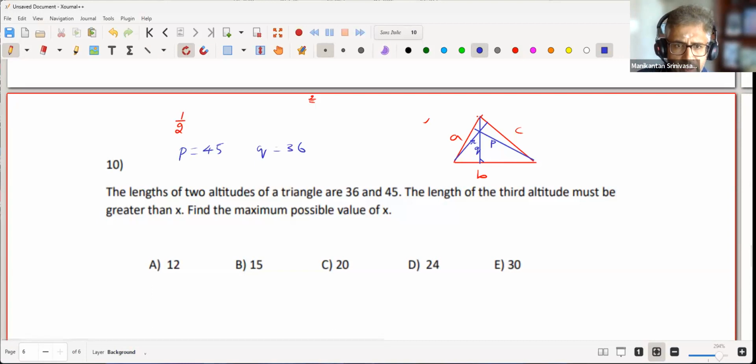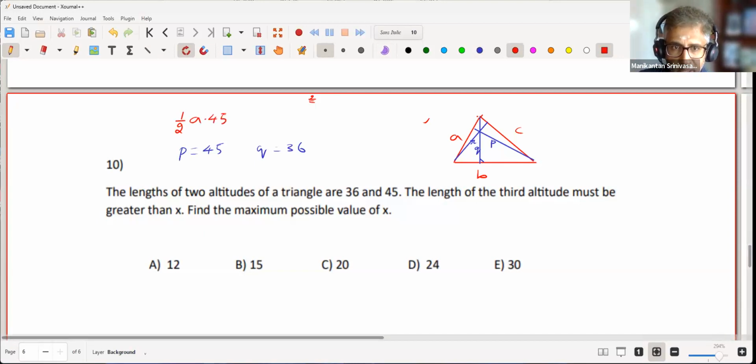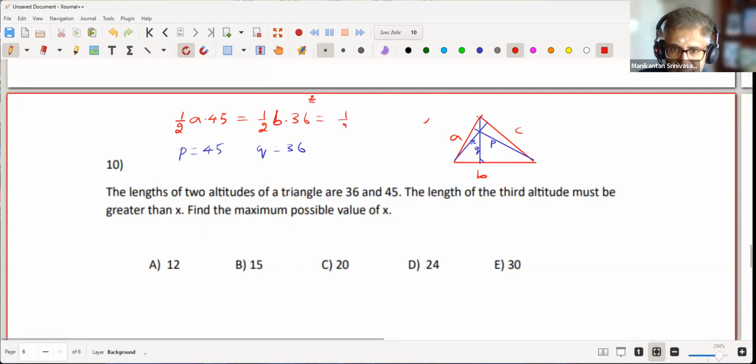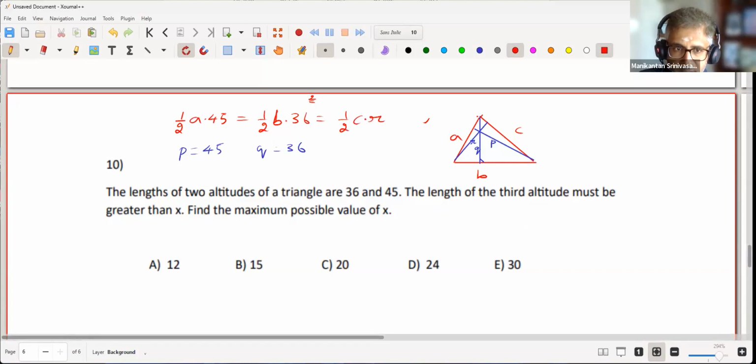Now, what is the area? The area is half of A into 45. The area is also half of B into 36, B being the longer side. It's also half of C into R. All three of them are the area, correct? Capital A is the area.